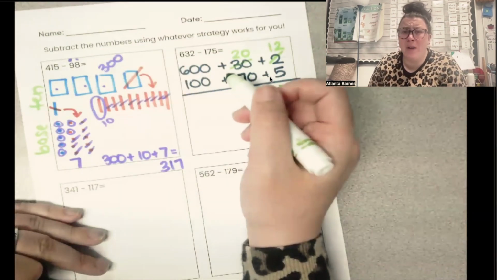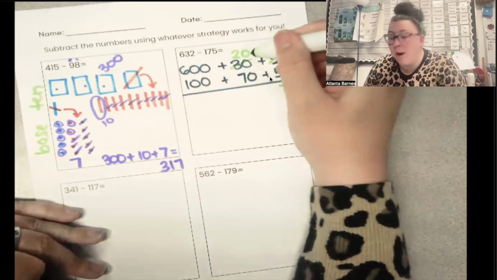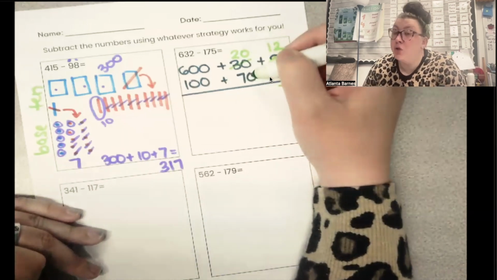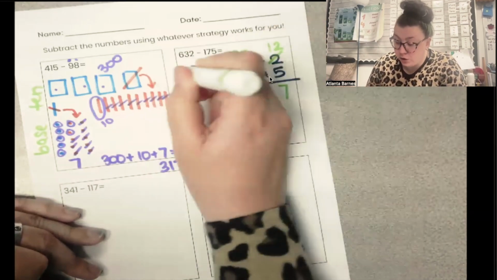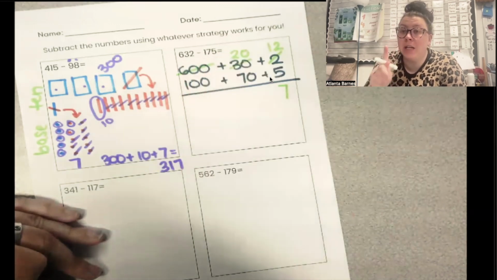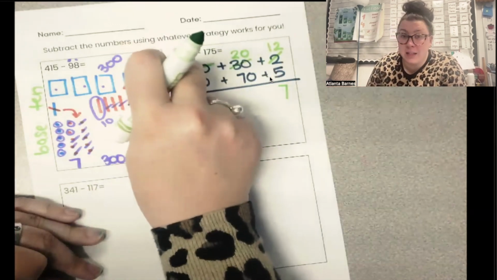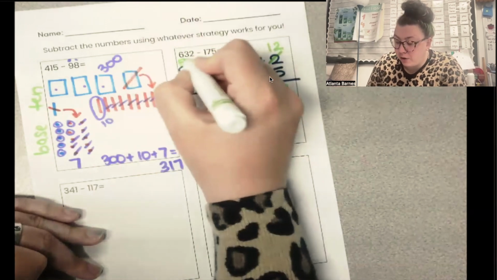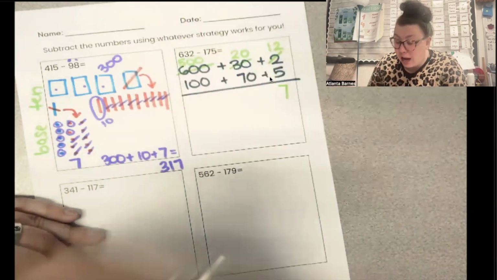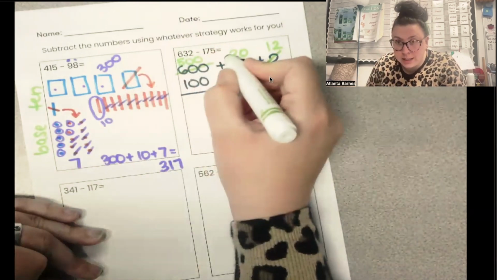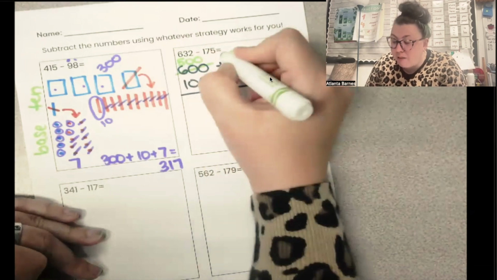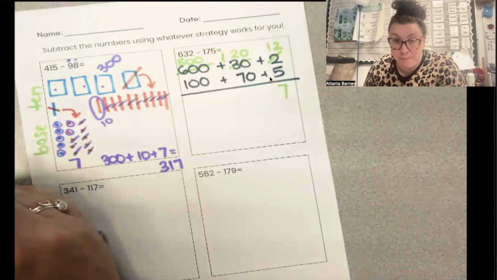Now I'm looking at my tens. Oh no, I don't have enough tens. If I have 20, I cannot take away 70. So I'm going to have to go borrow from my hundreds place. So now instead of taking away 10, we're taking away an entire 100. So instead of 600, we now have 500. Then I'm adding a whole 100 to this number. So instead of 20, I have 120.